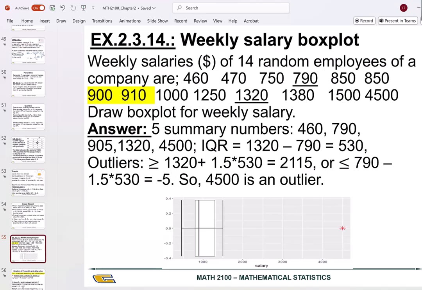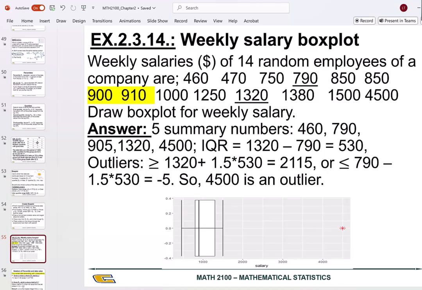Their weekly salary in dollars is given: 460, 470, 750, okay? If you plug all these values into your calculator, you can get the five-number summary: the min at 460, the max 4,500, first quartile 790, median 905, and third quartile 1,320. Of course, you can also do it by manually looking at this, but I would recommend just using the TI calculator.